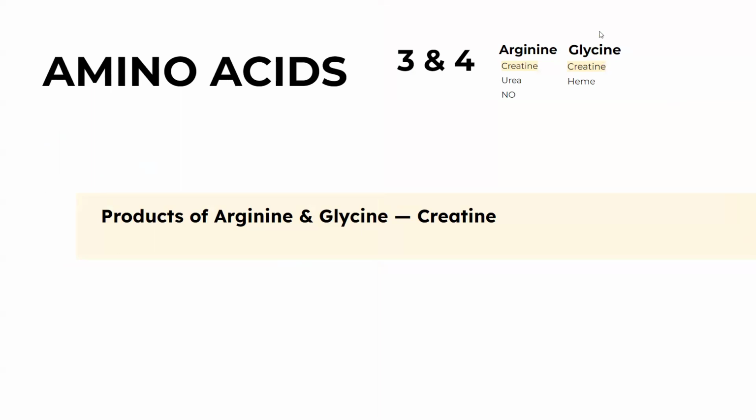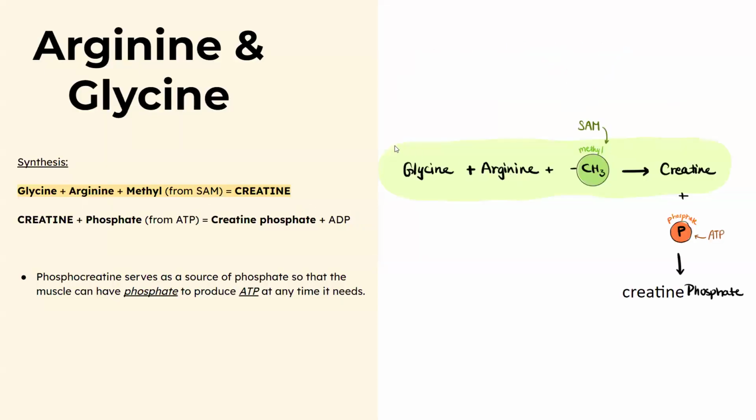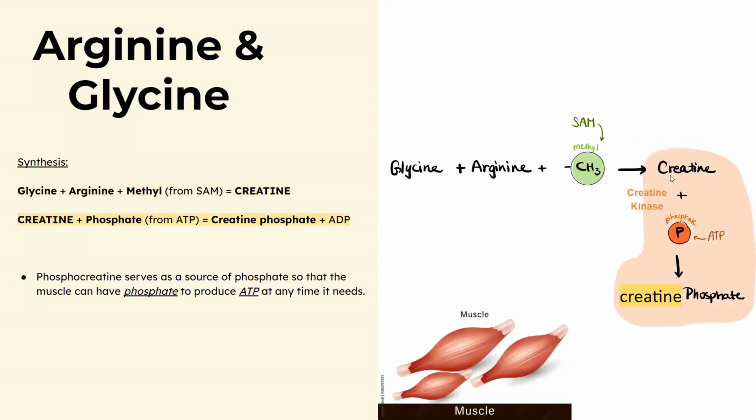Now, glycine also gives us creatine. So we mentioned heme now. Let's talk about creatine, which needs both of these amino acids. Okay. How is creatine synthesized? We have three components: glycine, arginine, and a methyl group from SAM. So we're going to mention SAM again later on, but basically it is a methyl donor. It gives up its methyl group. So glycine, arginine, and a methyl group. These three combine to give us creatine, and then creatine is phosphorylated.